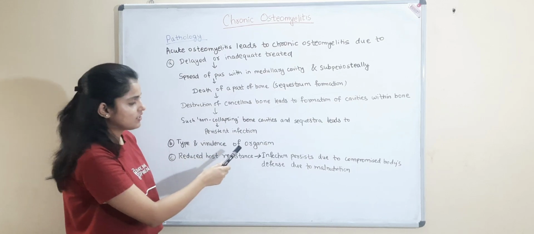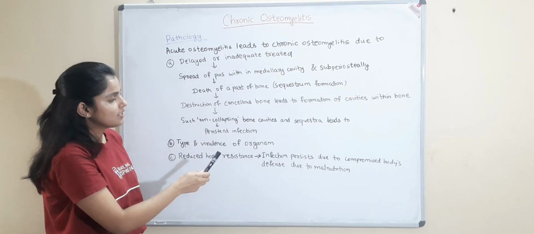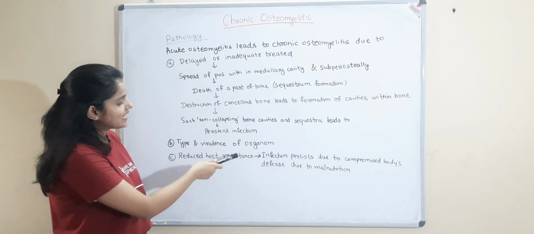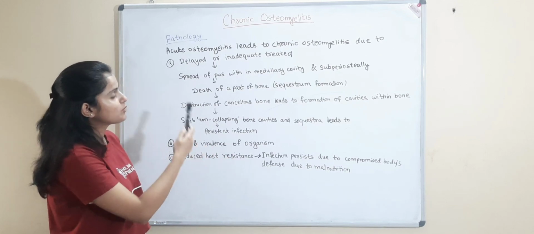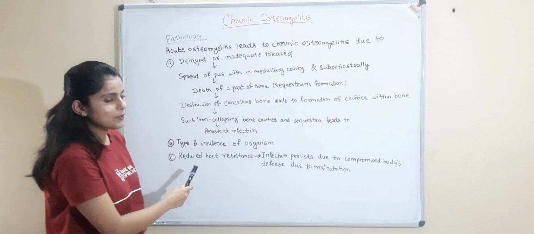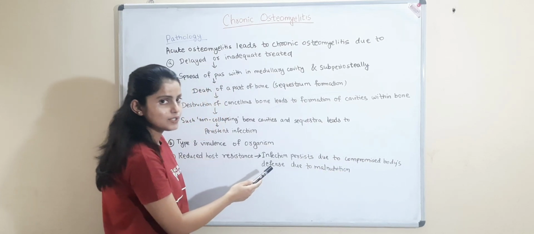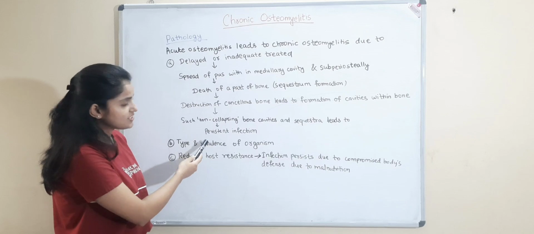Type and virulence of the organism. When the body's immune system is competent but the organism is very virulent, it can lead to persistent infection. When the patient has malnutrition, they have compromised body defense, which can lead to persistent infection.